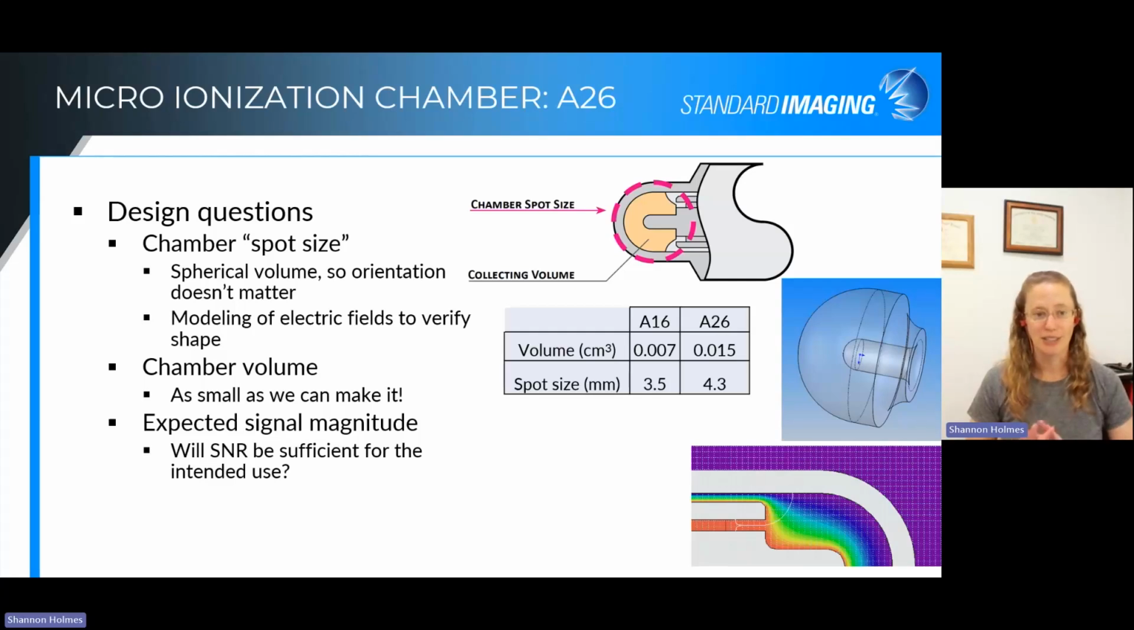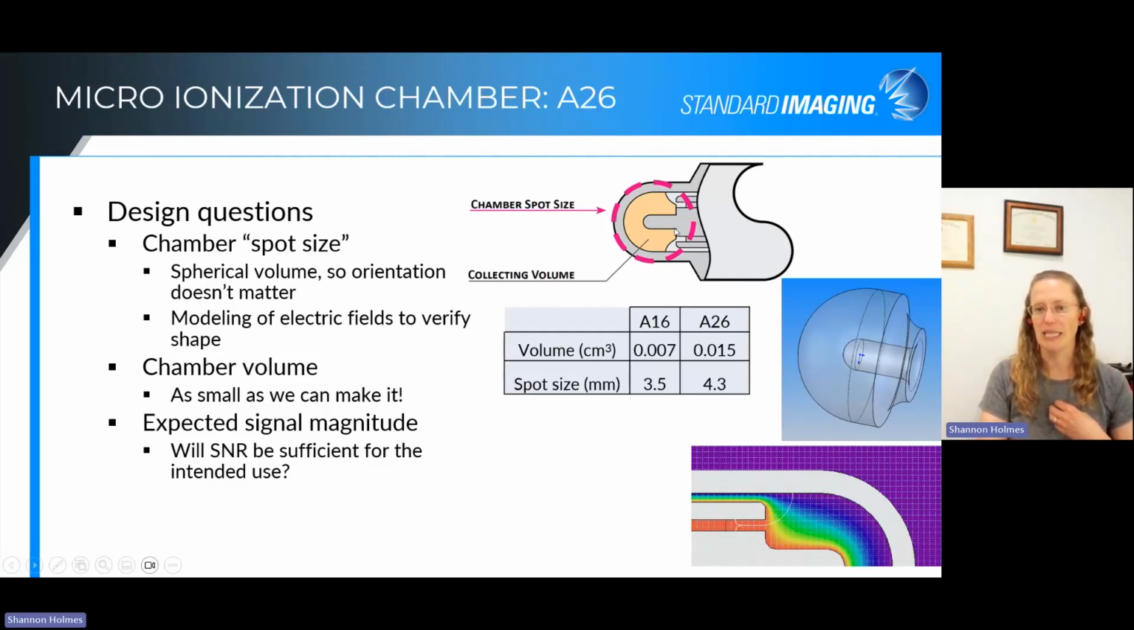We modeled the electric fields to verify the shape and the volume that were there. We made the volume just as small as we could manufacture it. So our A16 has a wire center electrode. There's a little bit less manufacturing tolerance that has to go into that, and so we're able to make the volume smaller. But the spot size is still 3.5 millimeters.